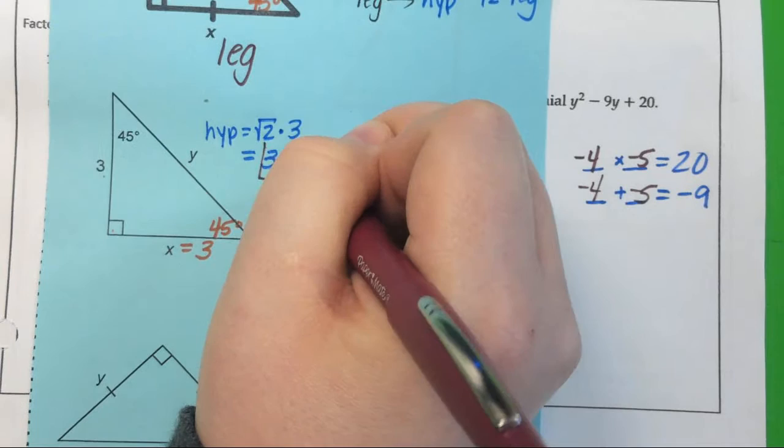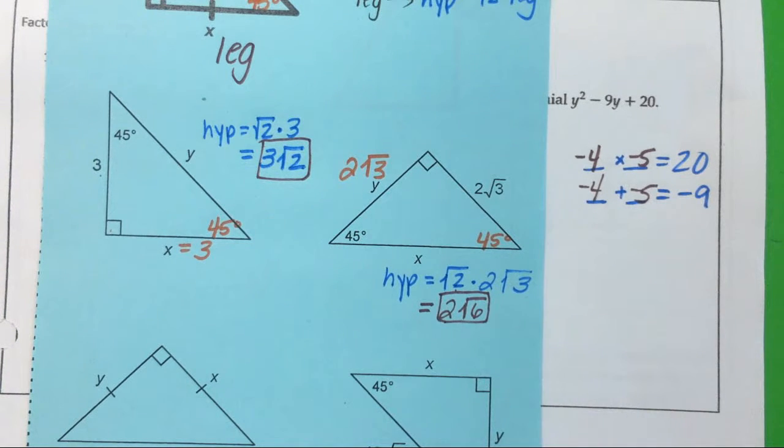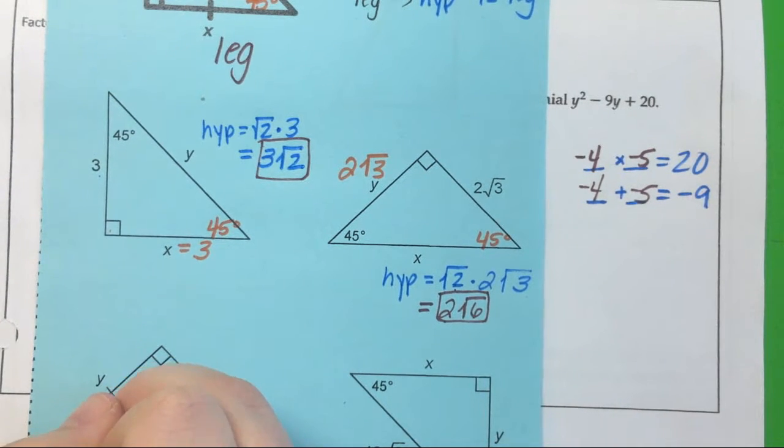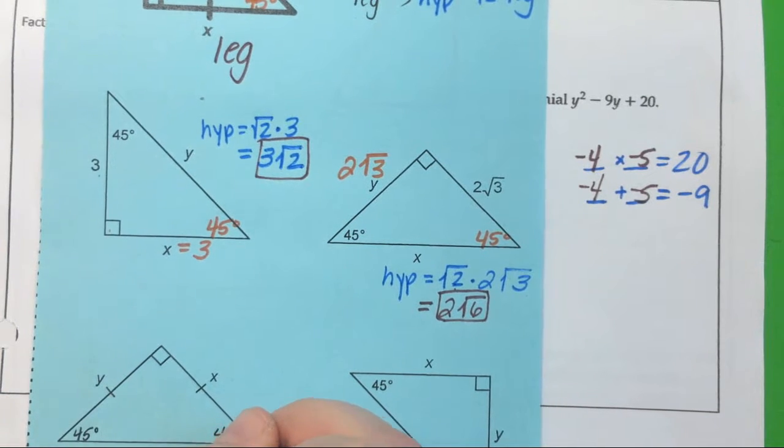Are there any questions on our top 2 examples? What is different about our bottom 2 examples? It's still 45, 45, 90. They gave us the hypotenuse. So we have to have a different strategy.